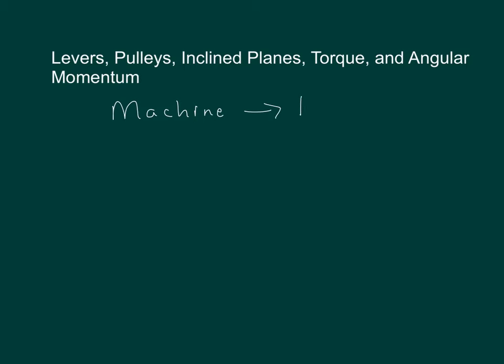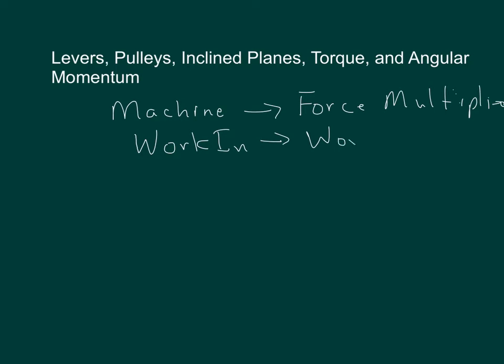A machine is something that increases, multiplies the force. What it does not do is change the work, because if you put work into something, you get work out. Generally, you get less work out than you put in because you have friction and other forces that work against you, so you don't get as much work out as you put work in. But let's ignore those in this discussion. The point is you can never get more work out than you put in, but you can get more force out than you put in. So you can have a force multiplier, but you cannot change the amount of work.